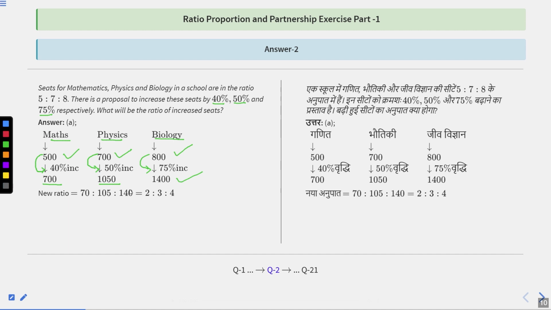So what will be the ratio? When we solve it, the new ratio becomes 700 : 1050 : 1400. When you simplify it, you get 2:3:4. So that is the correct answer. Next one.